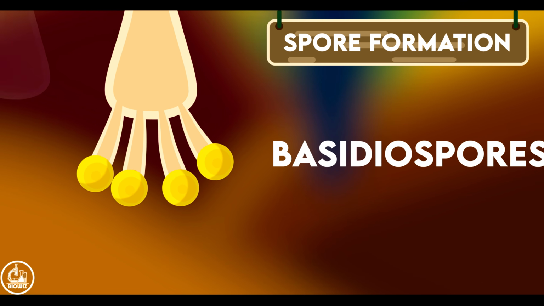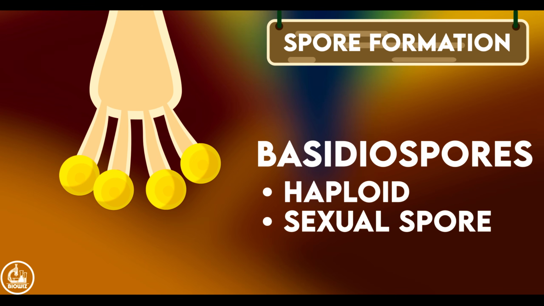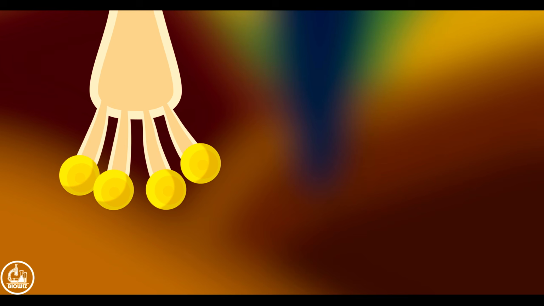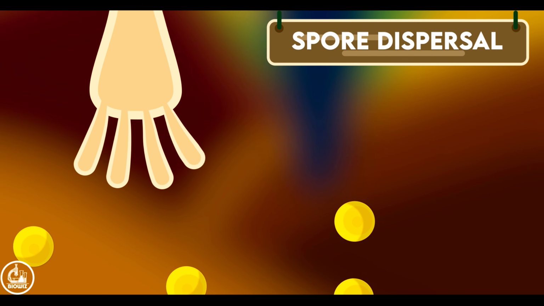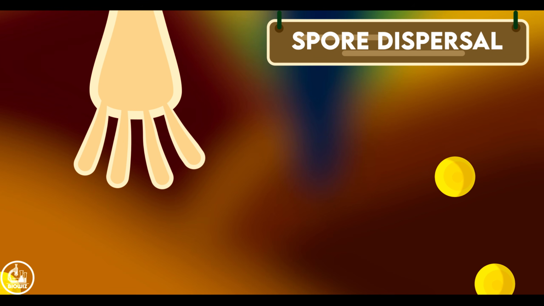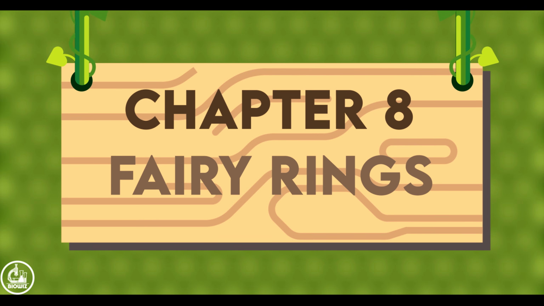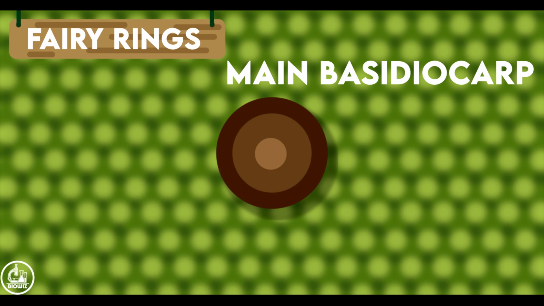This process occurs outside the basidia on thin stalks arising from the tip of the basidia. As a result, 4 haploid basidiospores are formed exogenously. These basidiospores can now detach from the basidia and germinate on finding suitable conditions, thus completing the life cycle of Basidiomycetes.